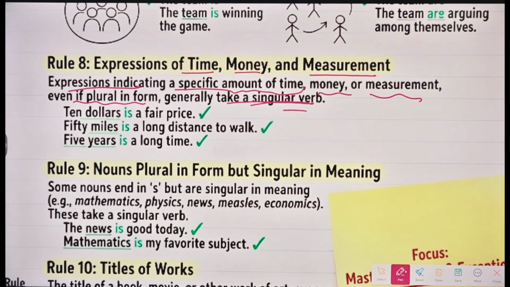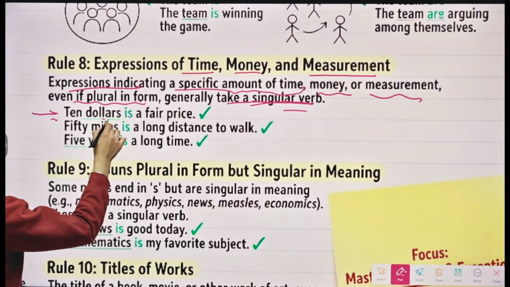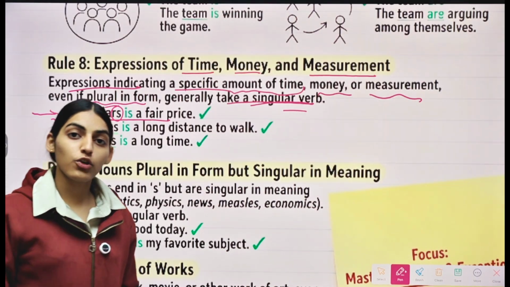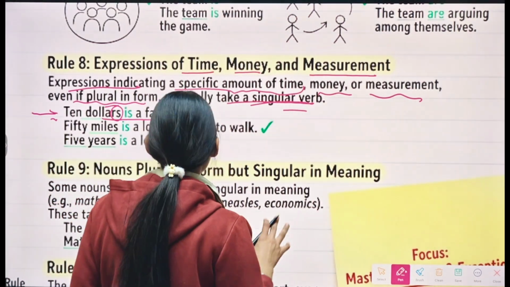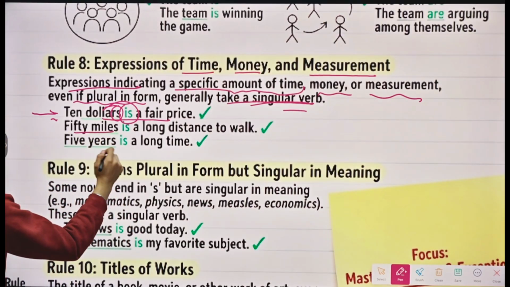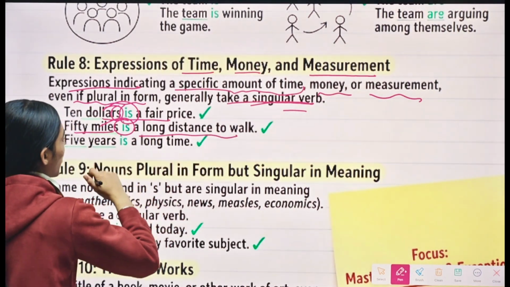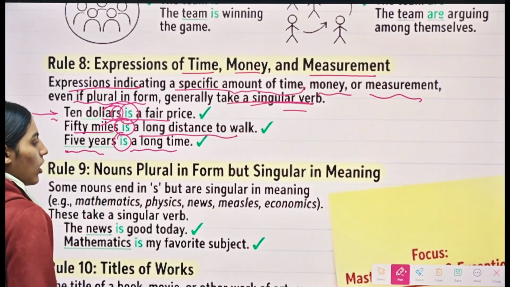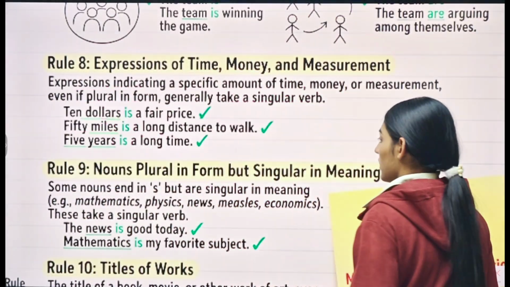So let's see the examples that we have. $10 is a fair price. Here, in dollars, you can see an S has been added, and you might think that this is plural, but we will use a singular verb here. Then we have: 50 miles is a long distance to walk. Then we have: 5 years is a long time.